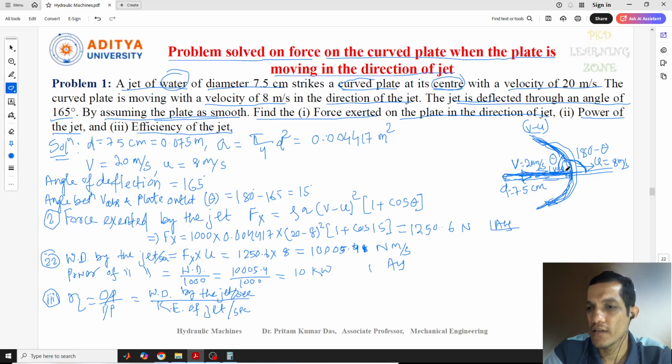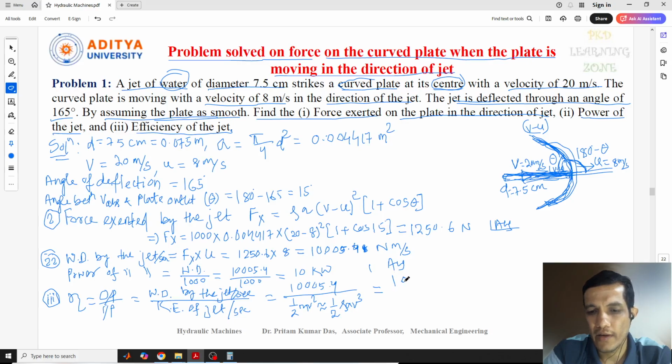This is the jet of fluid which is moving, our inlet condition, so that is the kinetic energy. The output we have already found, 10,005.4, divided by half m v squared. In place of m, I can write rho A v, so this one we can write as half rho A v cubed.